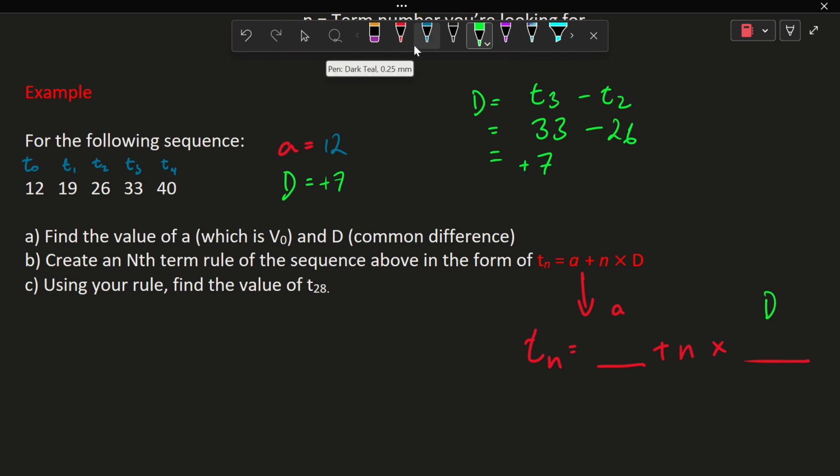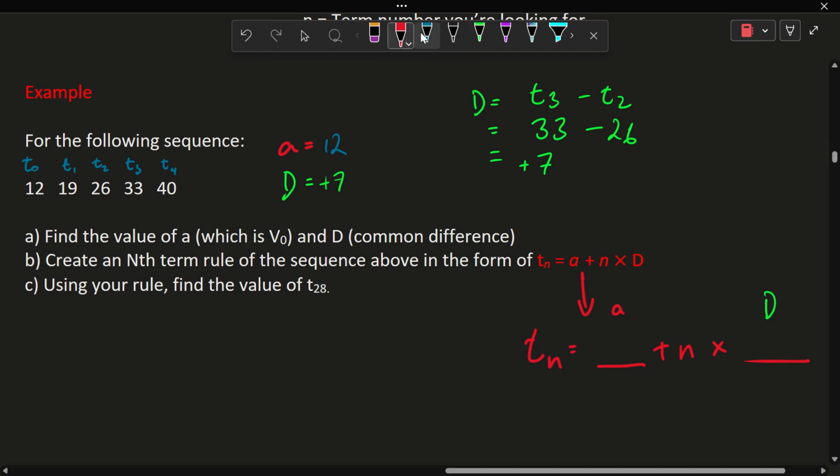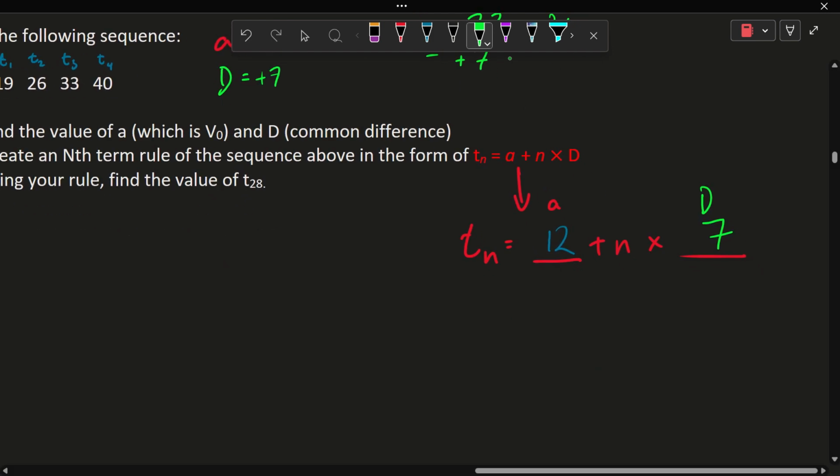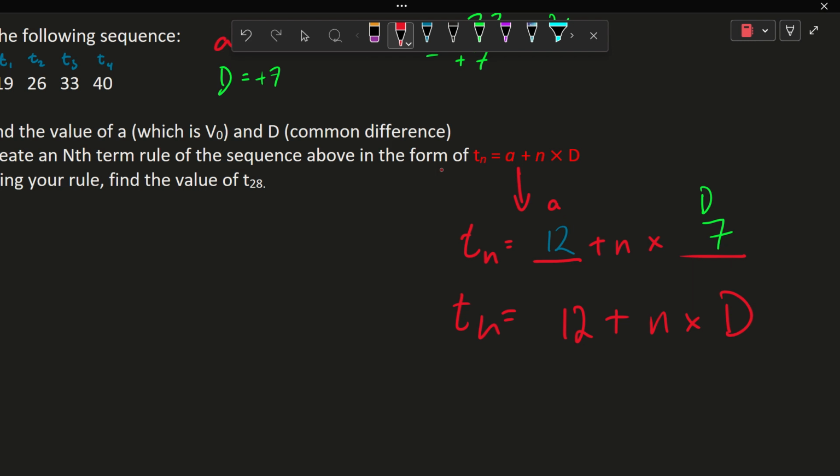So, Attila, can you tell me the value of A in my nth term rule equation? 12. Good. So you're going to write 12. Okay. Plus N times. And Chris, what's the value of D? 7. Where did you get 17 from? 7. So the actual rule is going to look like that. Tn equals 12 plus n times 7. That's the rule.